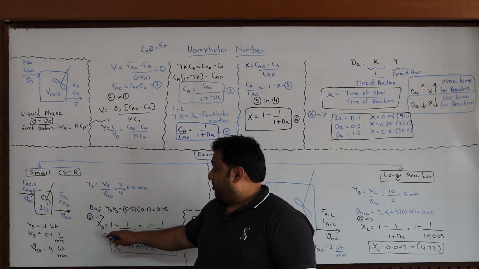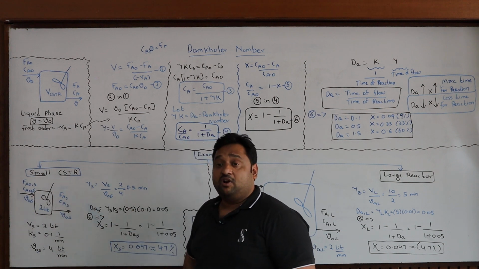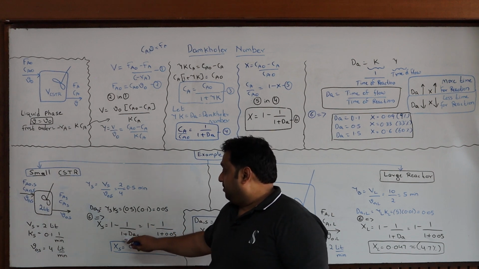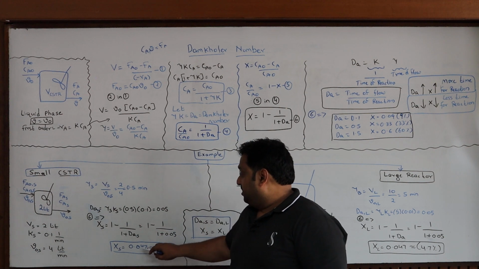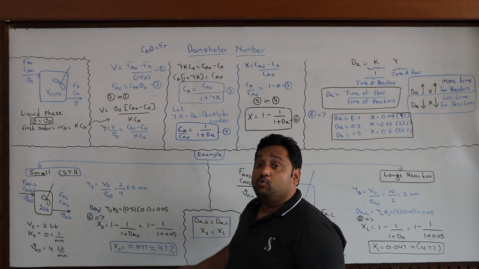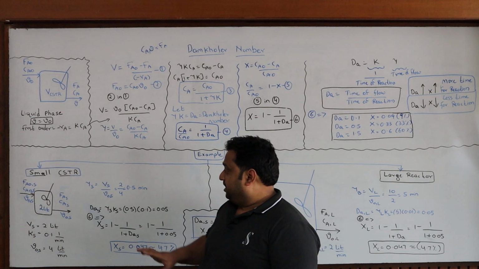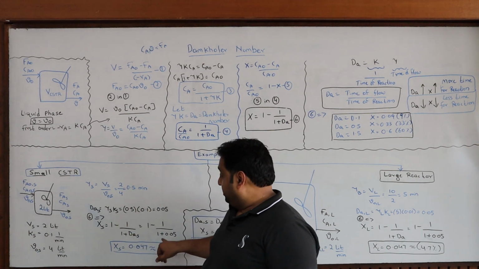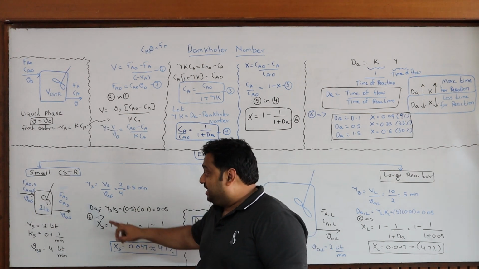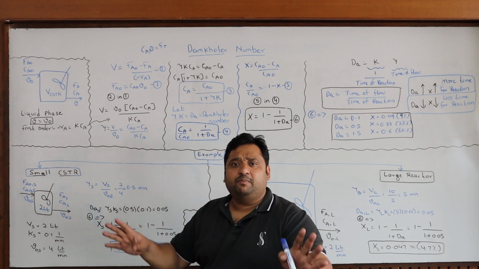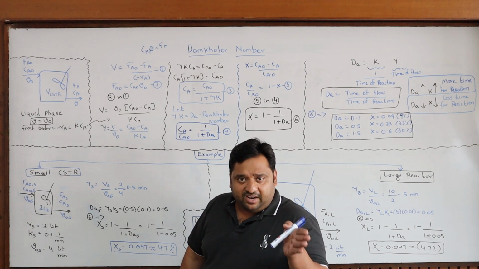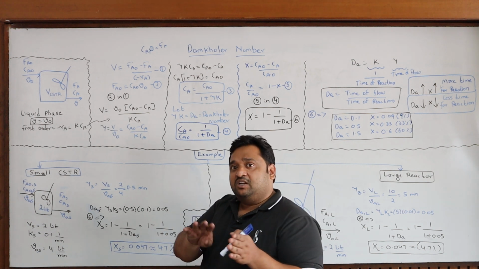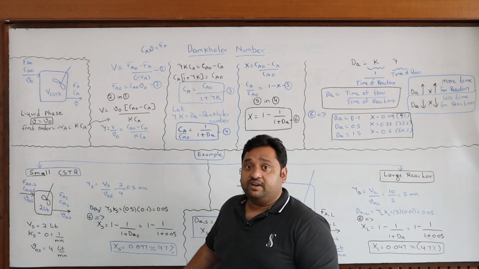If I know the Damkholer number, I can use equation number 6 to estimate the conversion in this small reactor. 1 minus 1 by 1 plus Damkholer number small. The conversion is 0.047, that means 4.7%. That means given this Damkholer number of 0.05, the conversion in this reactor, whatever may be the initial concentration, whatever may be the final concentration, for a given initial concentration, will always be 4.7%.